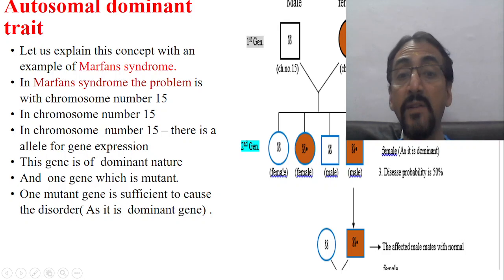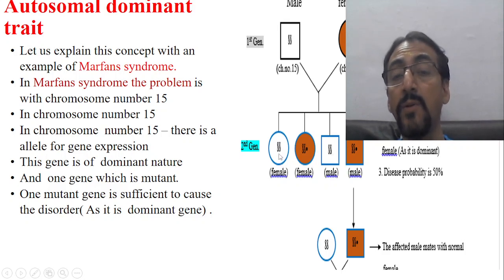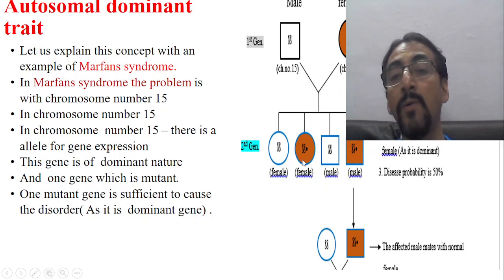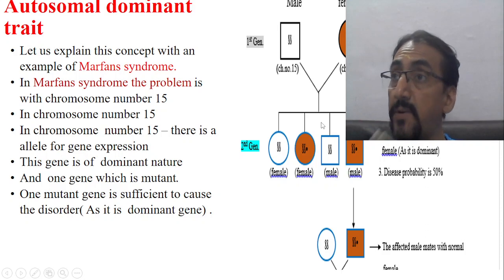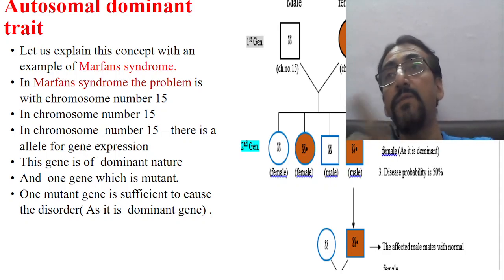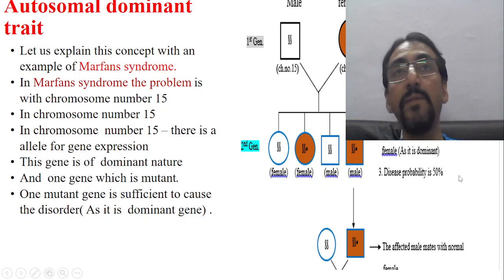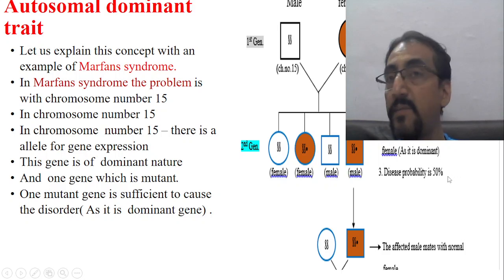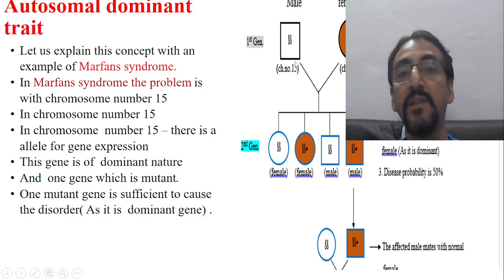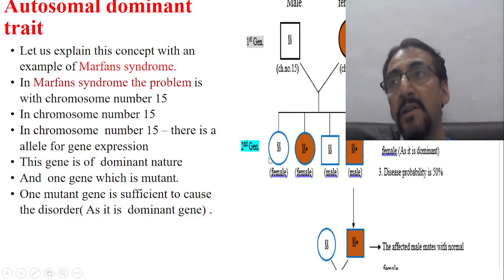Now, where is the disease? See, these 2 kids are normal. One male is normal, one female is normal. One male is diseased and one female is diseased. So there is 50% male and female involvement, and in the disease also 50% of males are affected, 50% of females are affected. So the disease probability is 50%. This we need to understand. This is the first generation, and this is the second generation.